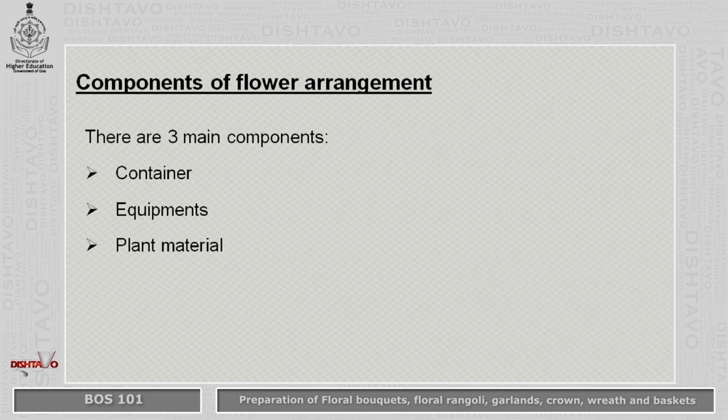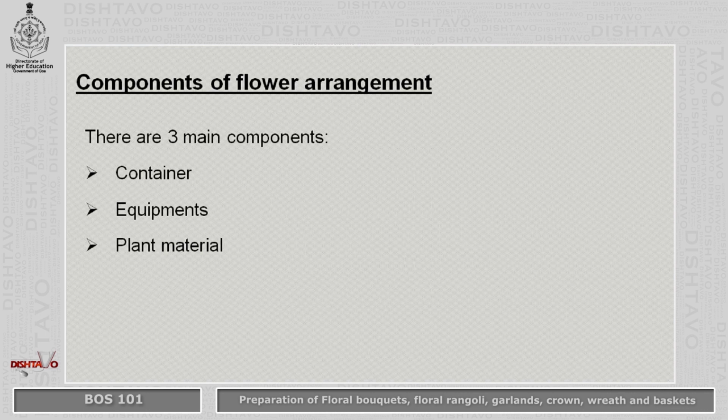In a flower arrangement, previously we have seen in the previous module different styles of flower arrangements which are used to make different kinds of flower arrangement. So based on different types and styles of flower arrangement, the components required for making a flower arrangement can be made into three categories: the container or the basket required for putting the flowers, the different equipments and the plant material.